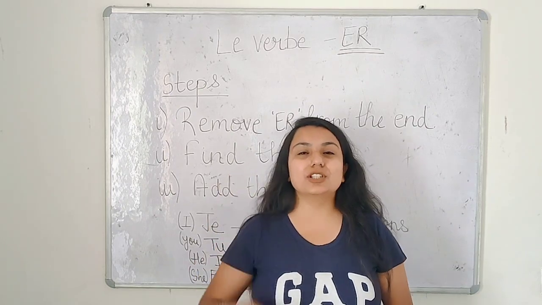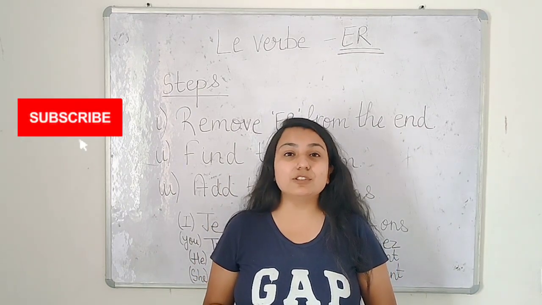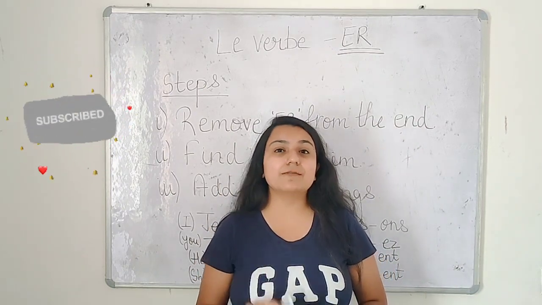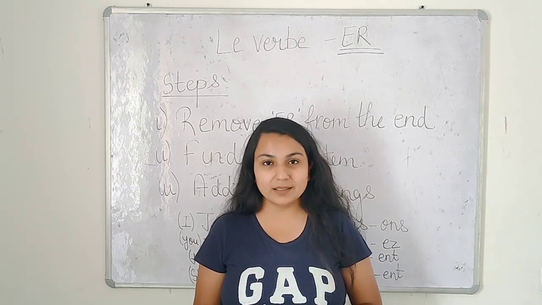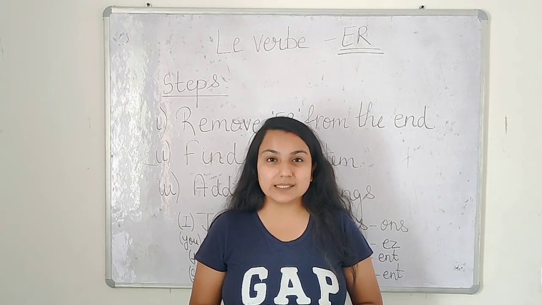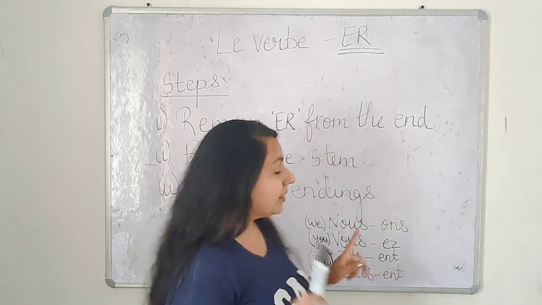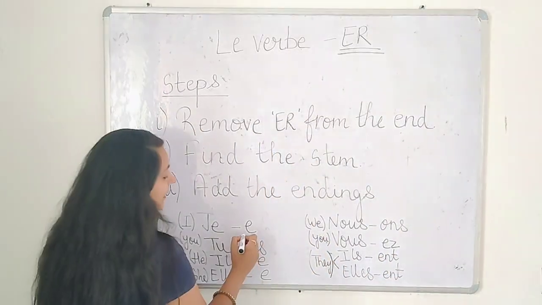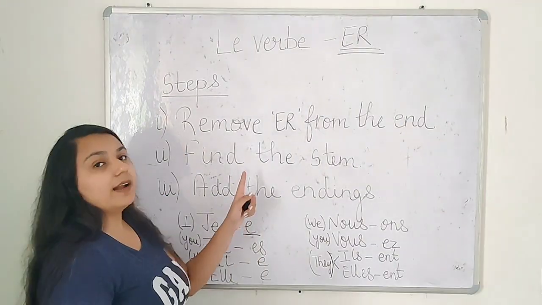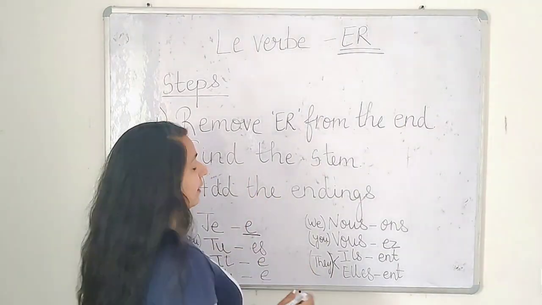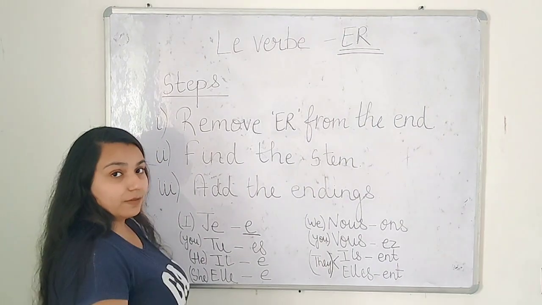Now let's come back to the verb ER. So we have to follow the steps. The first step was to remove ER from the end. Second was to find out the stem. And the third was to add the endings at the end. So with je, we add the ending, that is E. So after writing the stem, at the end we will write E in the ER ending verb.